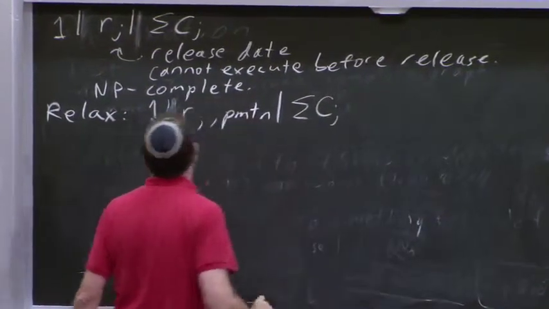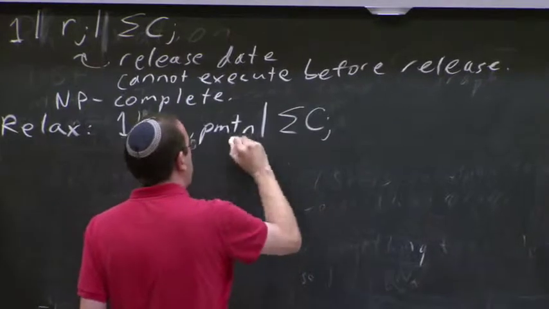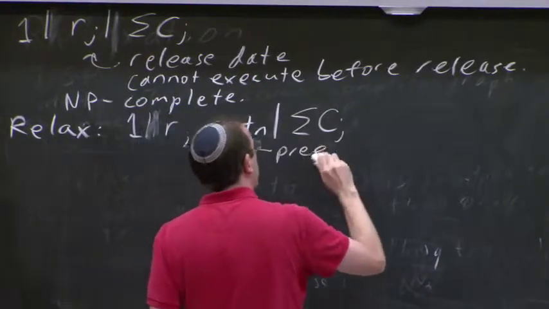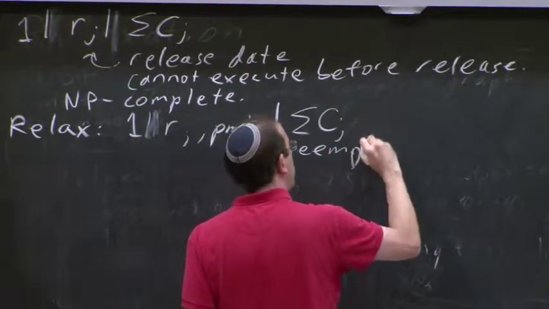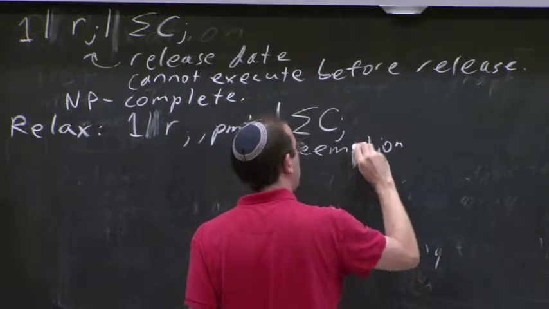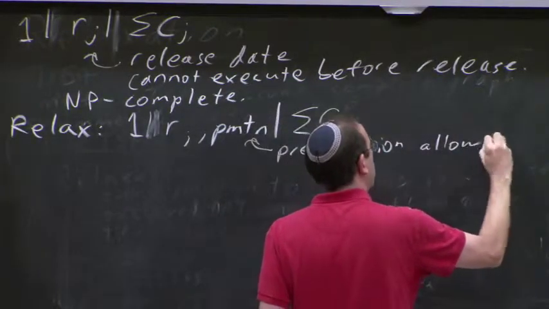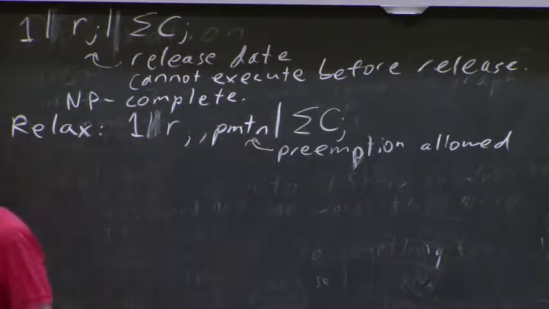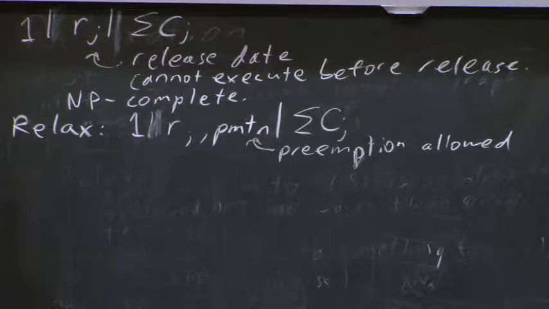Okay, so preemption is when you stop running one job and switch to running another one. And then when you come back to the first job, you get to pick up where you left off.